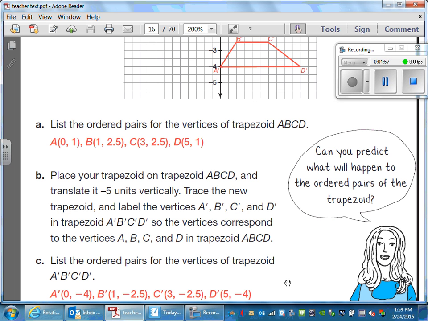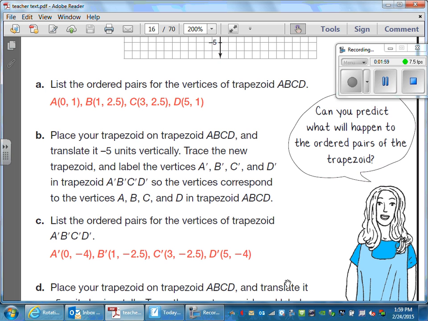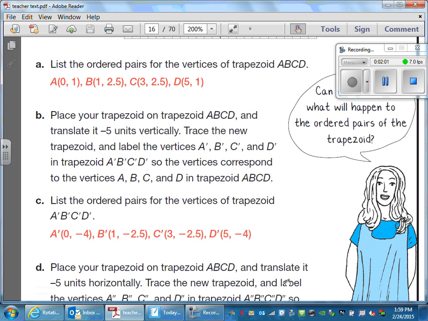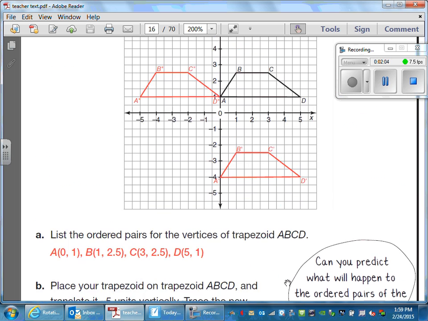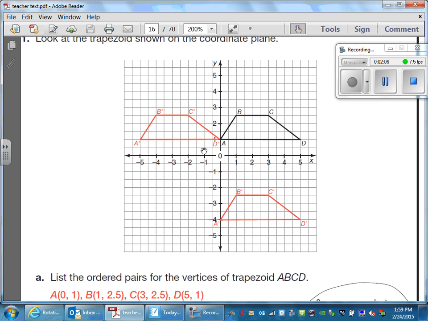Now we're going to do a horizontal shift. It wants us to go 5 horizontally and negative, so to the left. So we're going to go from quadrant 1 to quadrant 2. 1, 2, 3, 4, 5. Our C2, or C double prime, will be at (-2, 2.5). So it was at (3, 2.5), and now it's at (-2, 2.5).